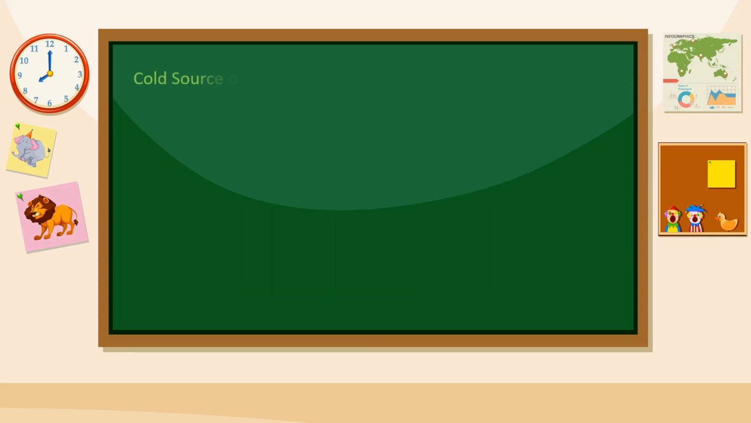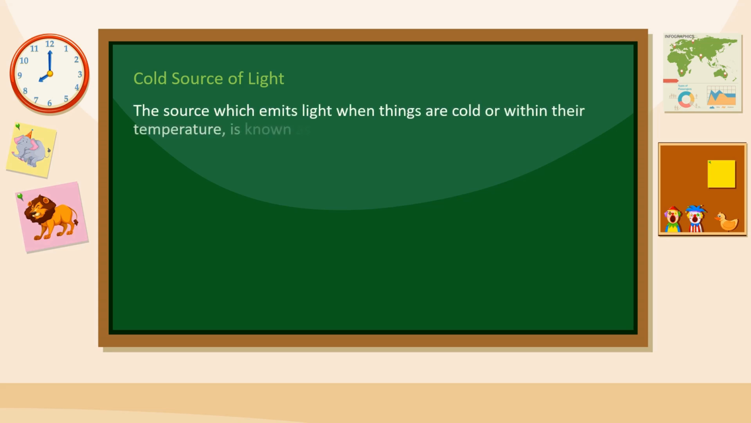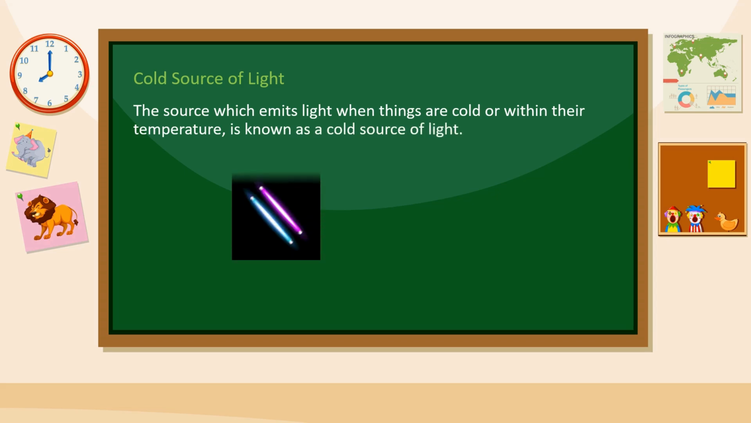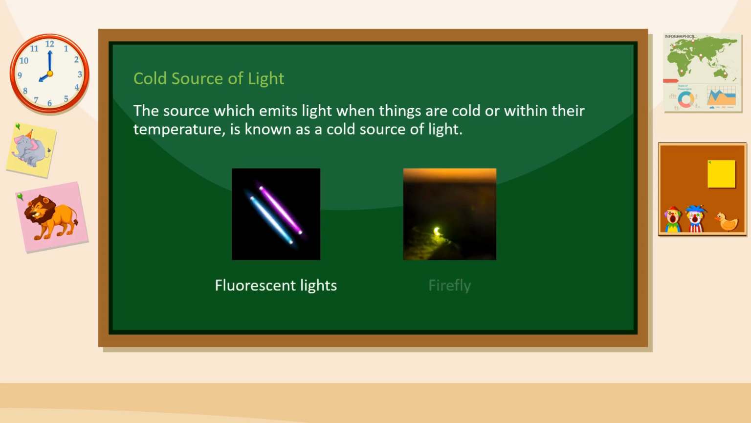Cold source of light. The source which emits light when things are cold or within their temperature is known as a cold source of light. Fluorescent lights. Firefly.